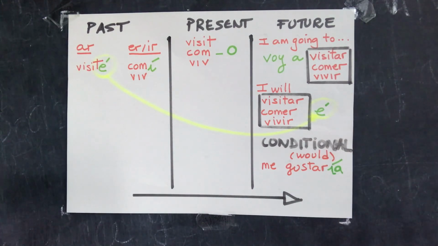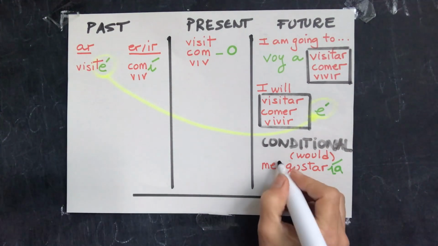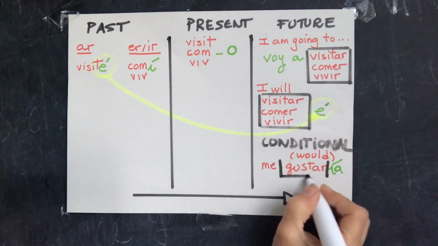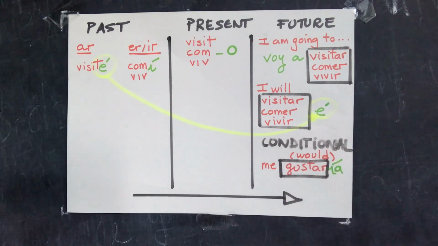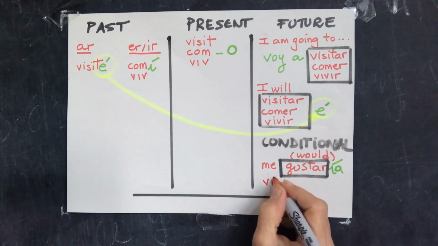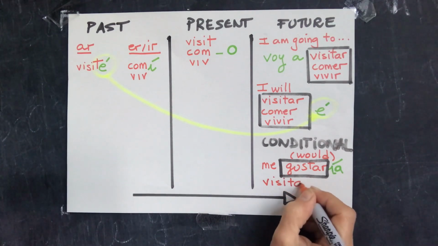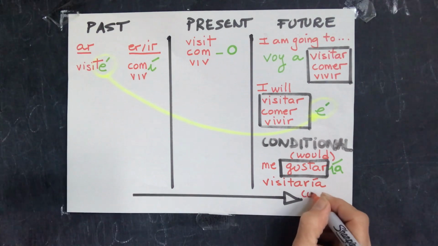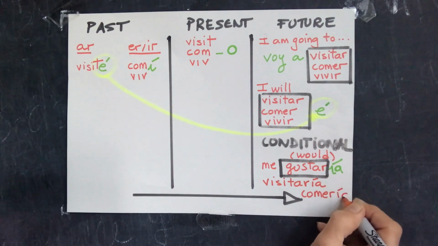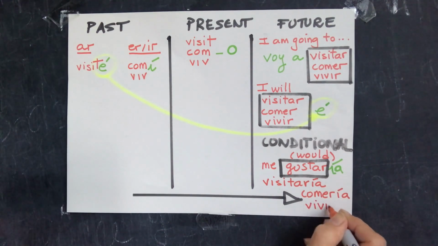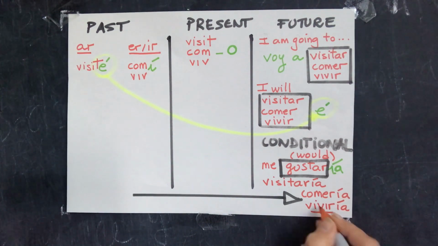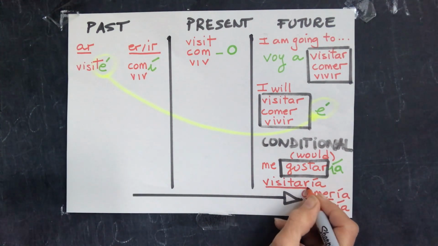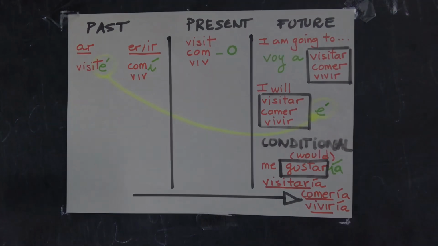Me gustaría, I would like, uses the whole infinitive and the ía ending to conjugate the verb in the conditional tense. We can therefore do exactly the same thing to other verbs and we will get their would form. Viviría will be I would live, comería will be I would eat, and visitaría will be I would visit.